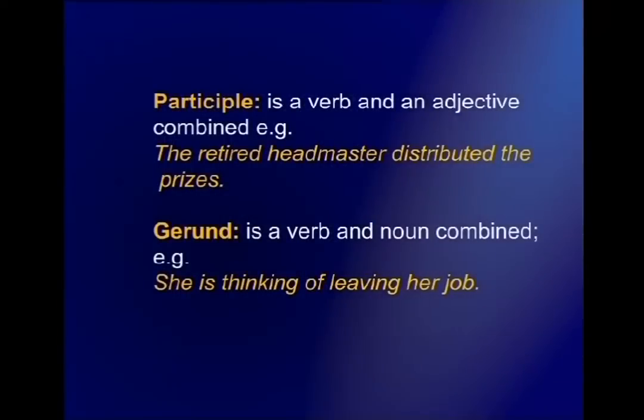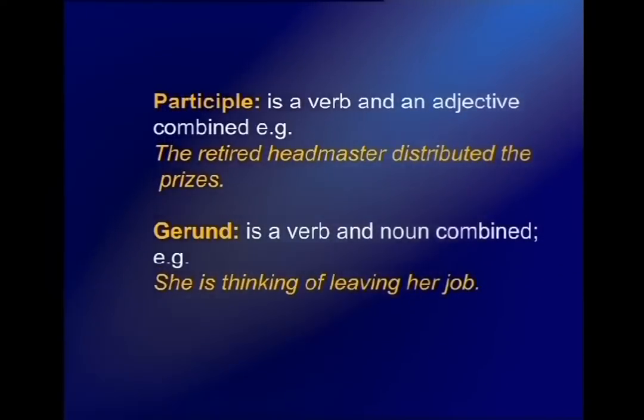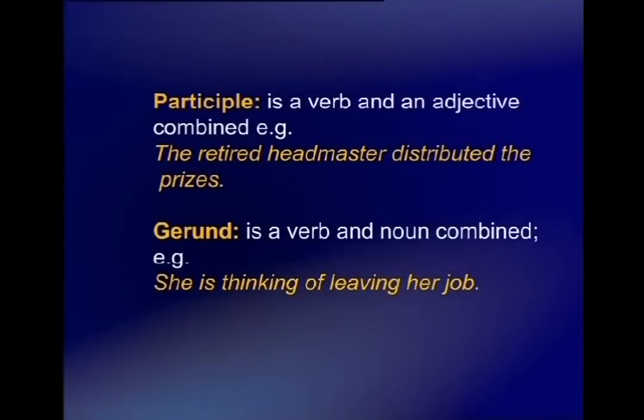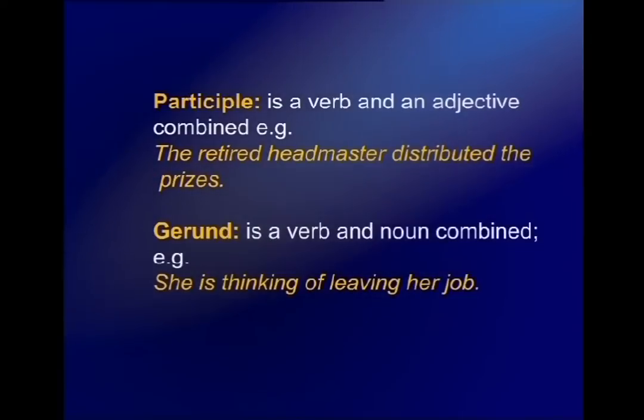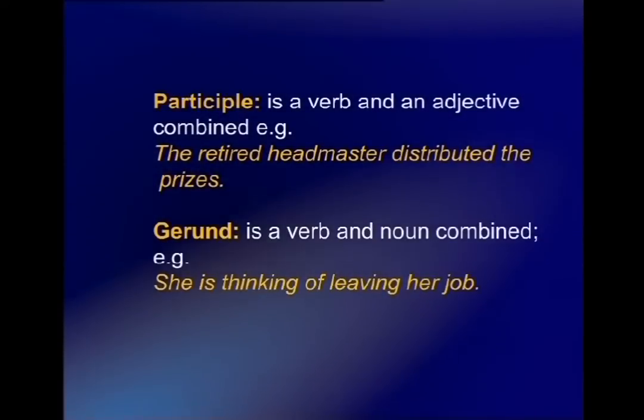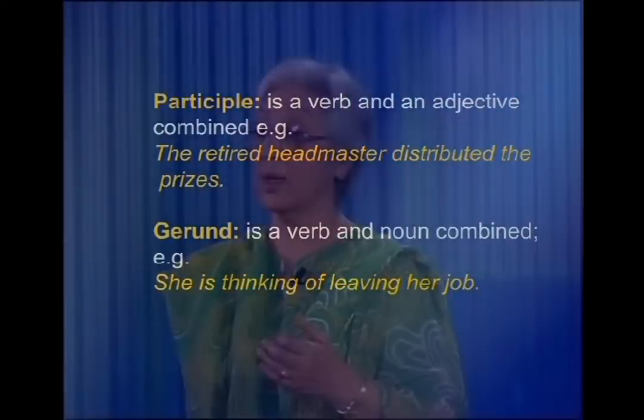The second term is gerund. It is a verb and noun combined. Look at the example. She is thinking of leaving her job. Again, the word leaving is part of the verb to leave, and it is also a noun, the object of the preposition of. She is thinking of leaving.